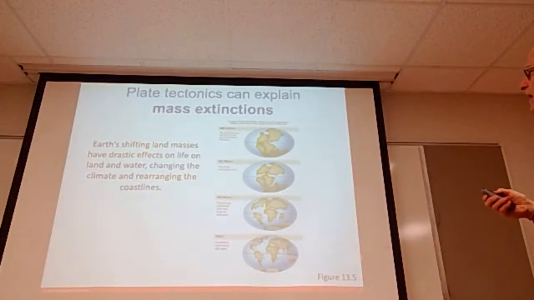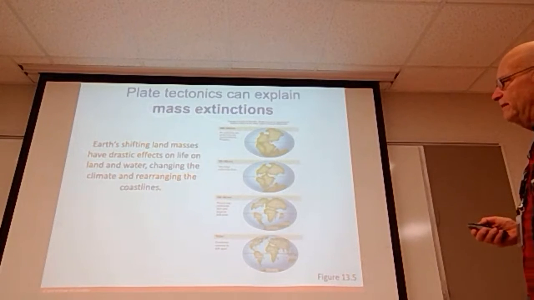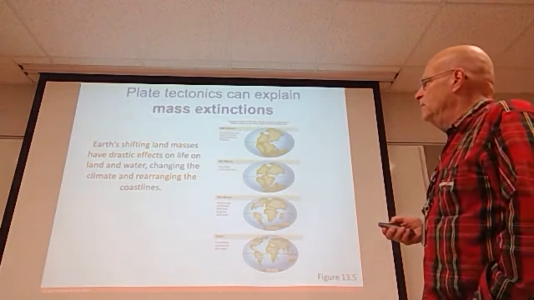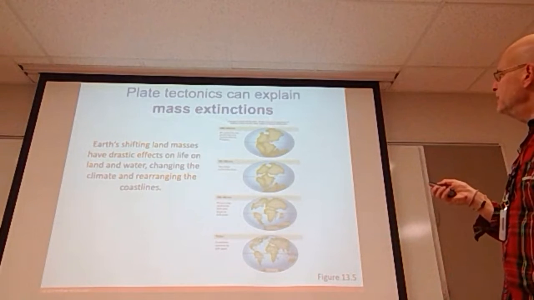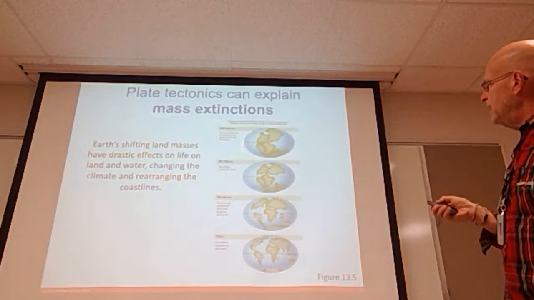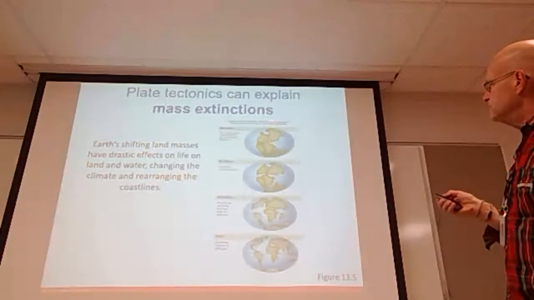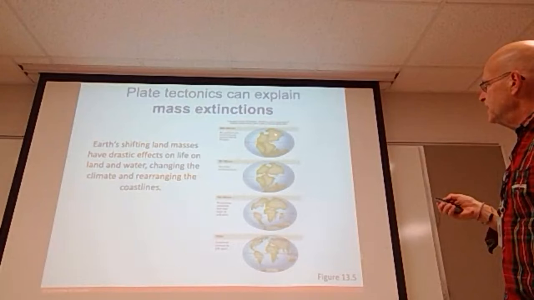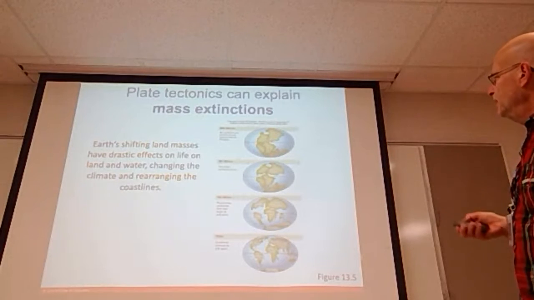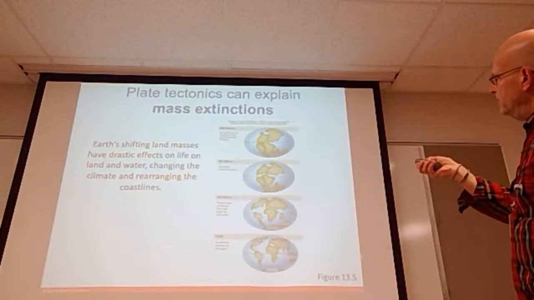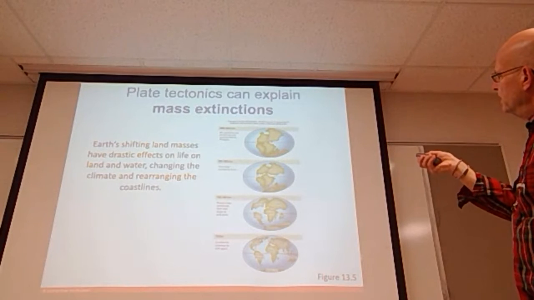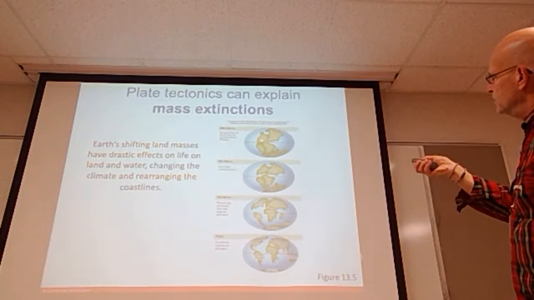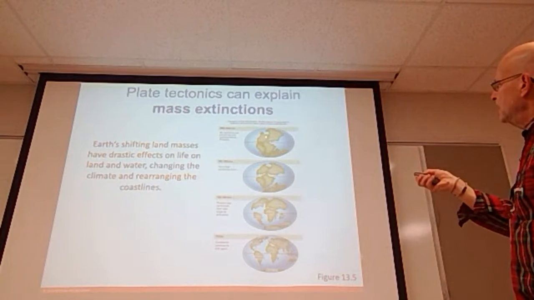Plate tectonics can also play a role in mass extinctions. The Earth's shifting land masses have a drastic effect on life on land and in the water, changing climate and rearranging coastlines. Again, theoretically, about 280 to 200 million years ago, all of the land masses on planet Earth were in one spot, in a supercontinent called Pangaea. If you look very closely at this, there's South America, there's Africa, there's Australia, there's Antarctica, there's Europe and Asia, and there's North America right there. You can sort of even see Alaska.